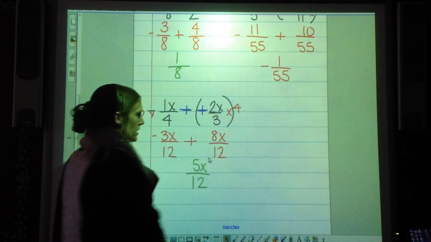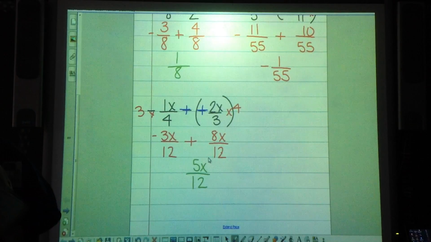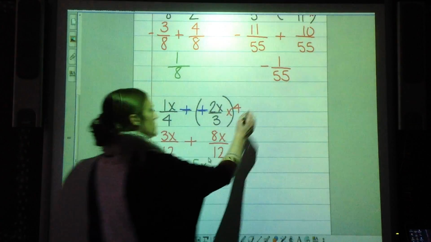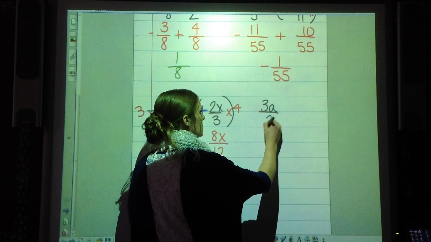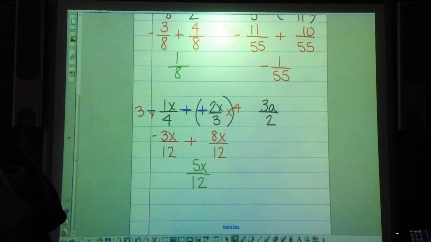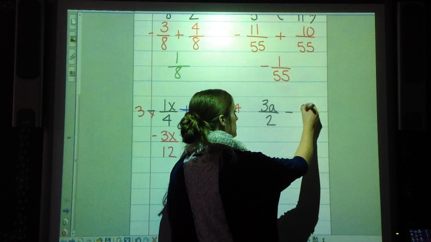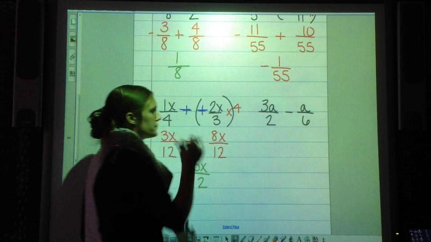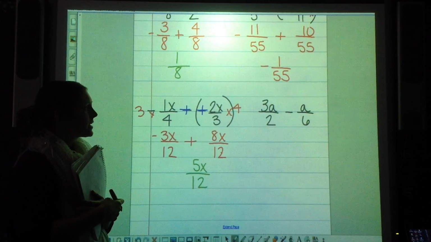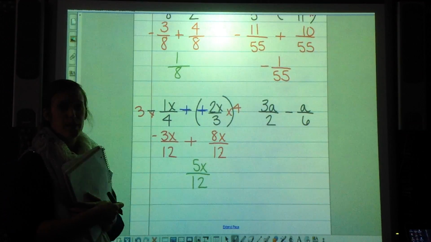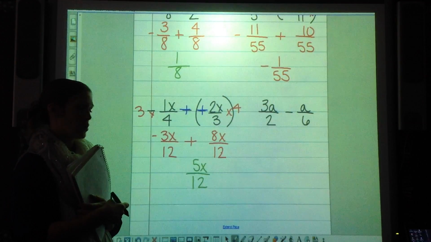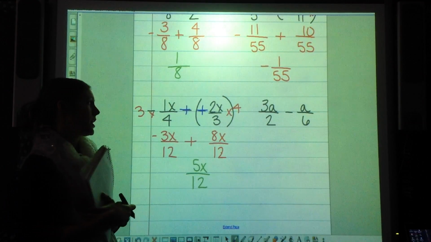Okay, let me try another one. 3a over 2 minus a over 6. This is a subtraction problem. I have no integers, so I'm going to treat it like a subtraction problem. In the end, I'm going to end up subtracting.